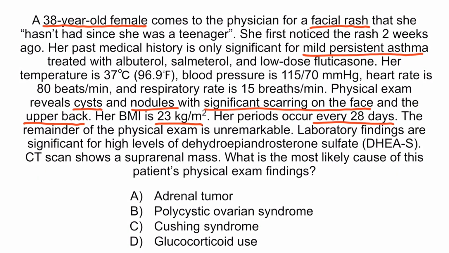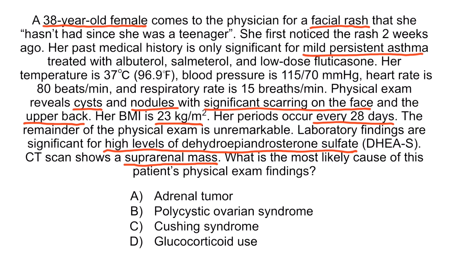Laboratory findings are significant for high levels of dihydroepiandrosterone sulfate, or DHEA-S. CT scan shows a suprarenal mass. What is the most likely cause of this patient's physical exam findings? A. Adrenal tumor. B. Polycystic ovarian syndrome. C. Cushing's syndrome. Or D. Glucocorticoid use.